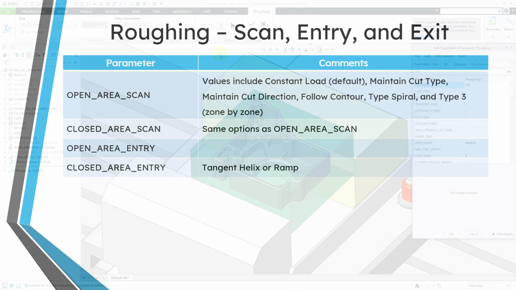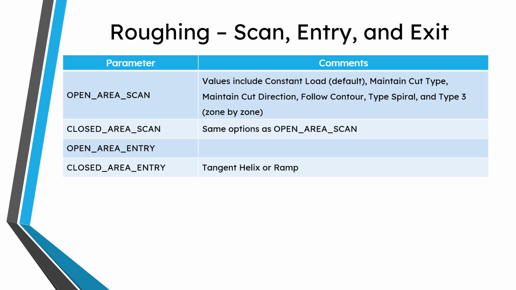parameters. All right, first off, there are a bunch of parameters that pertain to the scans, the entry and the exit, and the scans deal with how the slices are defined. You have a bunch of different values that you can choose for your open area scan and your closed area scan. The default value is constant load. That's what I'm going to use. But you also have values like maintain cut type, maintain cut direction, follow contour, type spiral, and type 3. Type 3 is where it is going to machine your different areas zone by zone.